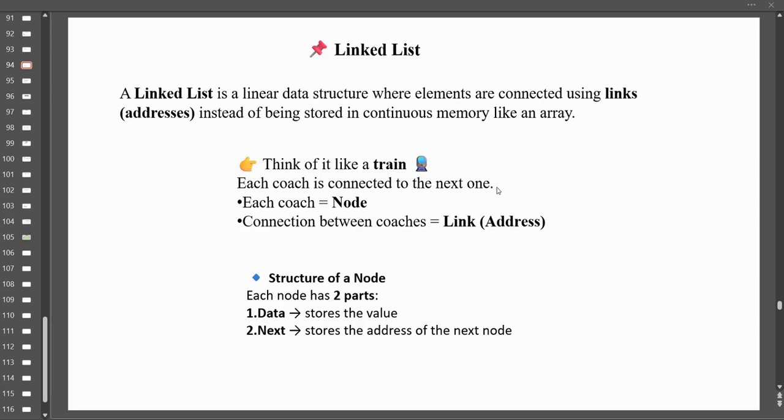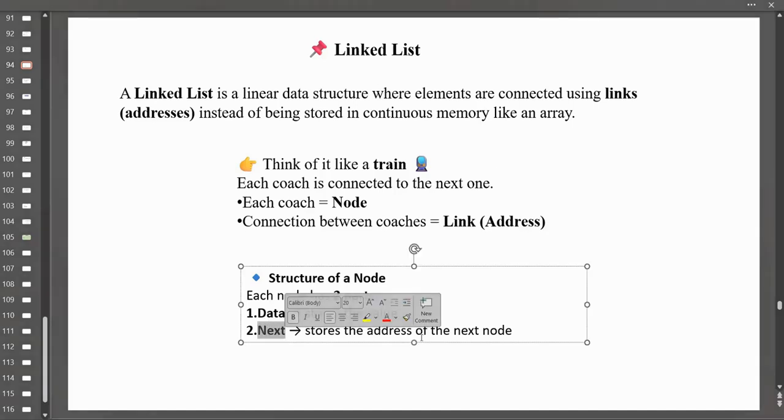All right, we also have a structure for a node. Each node contains two things. One is the data, which is the value you are storing. The other is next, which means we are storing the address of the next node. So one is data and the other is the address of the next node.